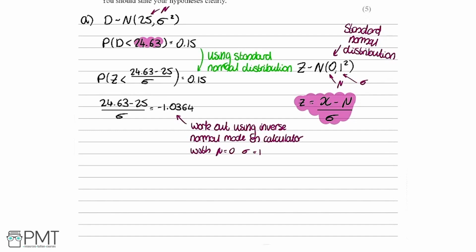This is great, because now we've got an equation with one unknown, which is sigma, so we can solve for it. We multiply both sides by sigma and divide both sides by this number, and we get 0.357. So we now have enough information to write out the full distribution. We say d is normally distributed with a mean of 25 and a standard deviation of 0.357 that we just worked out.